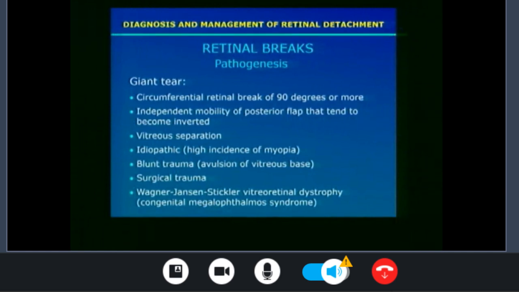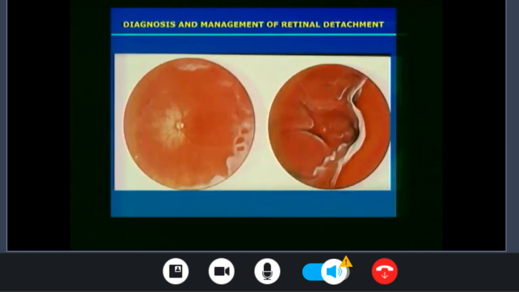A giant tear, by definition, is where the detached pseudohaloid remains attached to the anterior flap of the tear near the ora serrata, and the posterior flap is freely mobile. Therefore, there is independent mobility of the posterior flap that tends to become inverted. Again, I'm showing it again for you. This is the typical example.